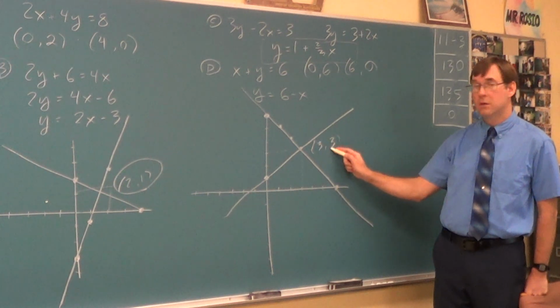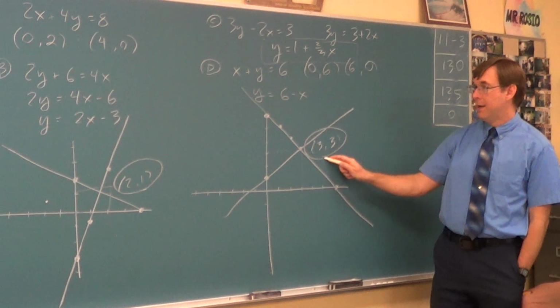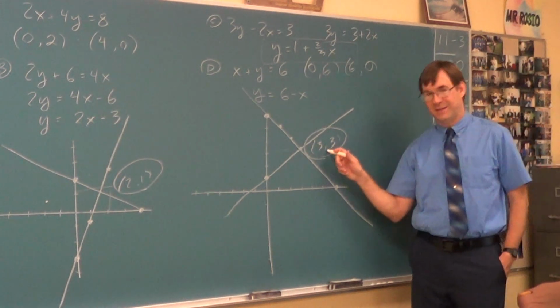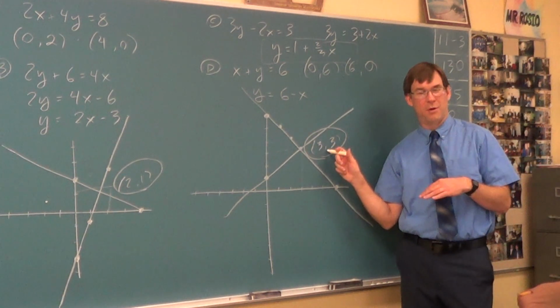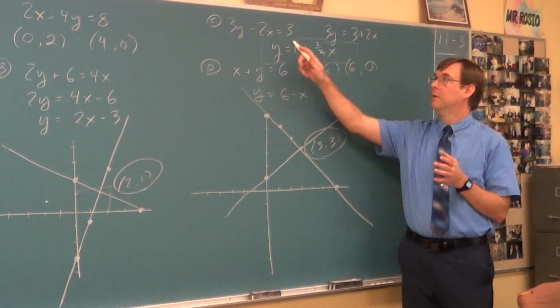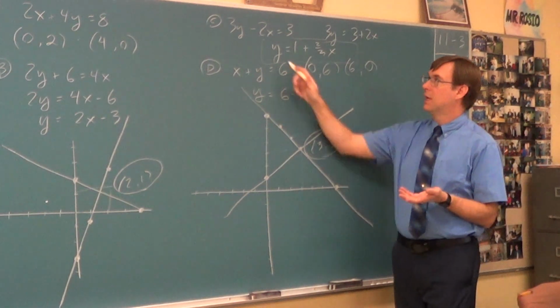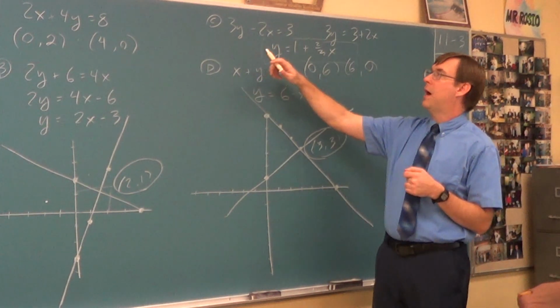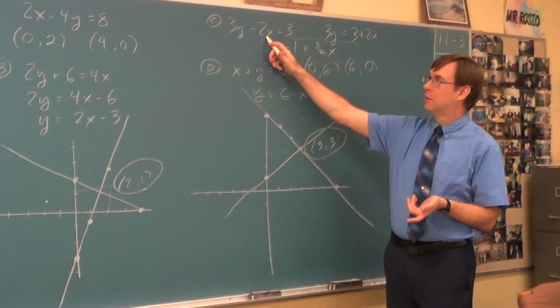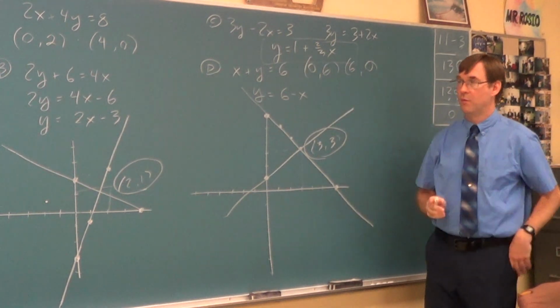I'm at 3, 3, because I moved over 3, up 3. That's where we are. Probably. Graphs always have uncertainty, so I would always recommend that you plug in and check. Does 3 plus 3 make 6? Yes. Does 3 times 3 minus 2 times 3 make 3? Yes. So we can confidently move about our business.